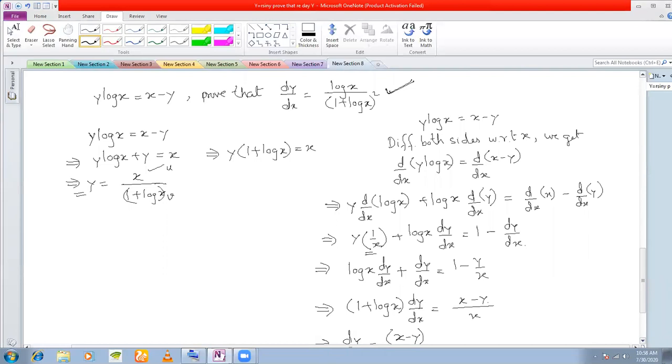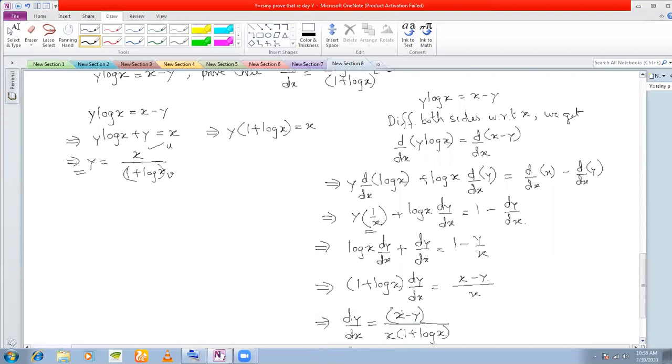We had to prove this, right? But what are we getting? We are getting this, right? So this actually can be expressed as this. Now see x minus y. What is x minus y? Tell me what is x minus y?